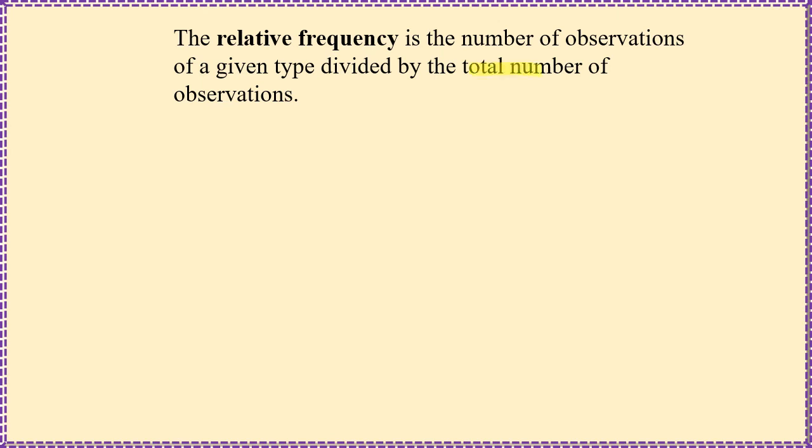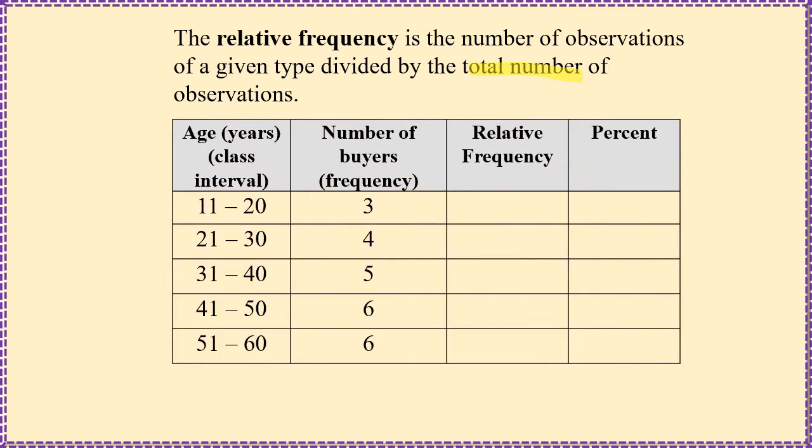The relative frequency is the number of observations of a given type divided by the total number of observations. So we have the frequency, and we just have to divide by the total number of observations, the total frequency. For example here, for the first one, we have the interval 11 to 20 with a frequency of 3. So what is the relative frequency? What is the total frequency first of all?